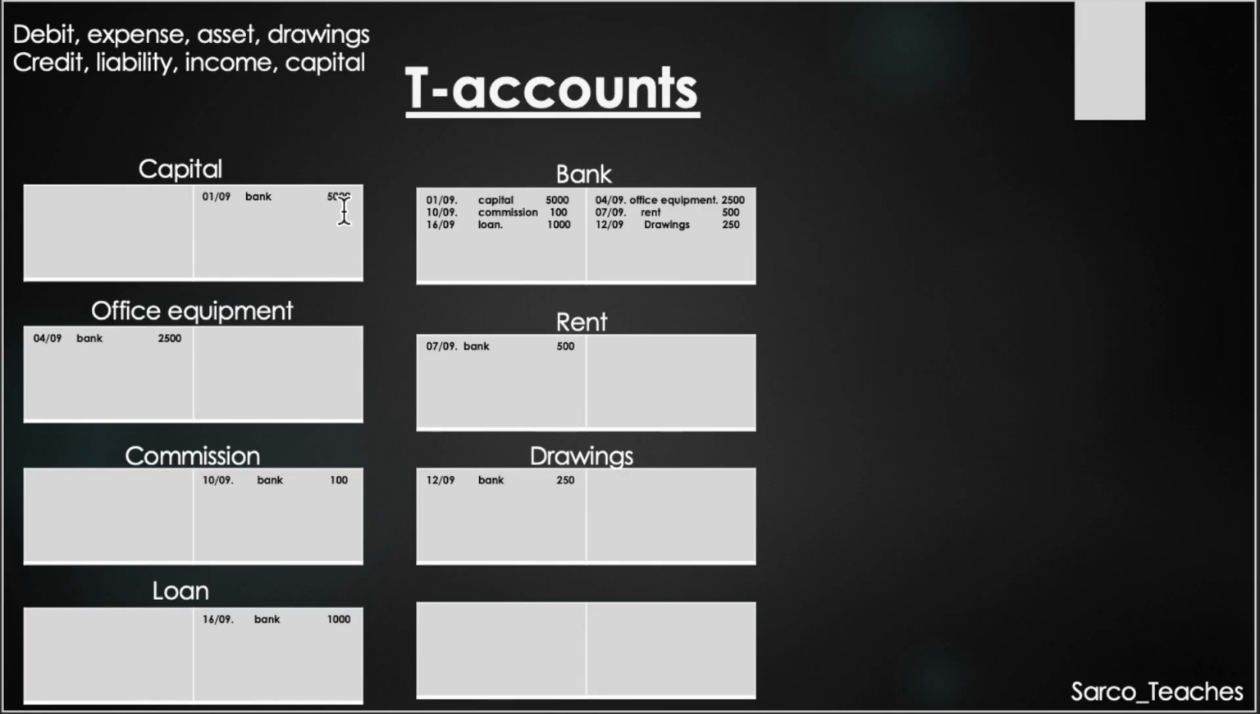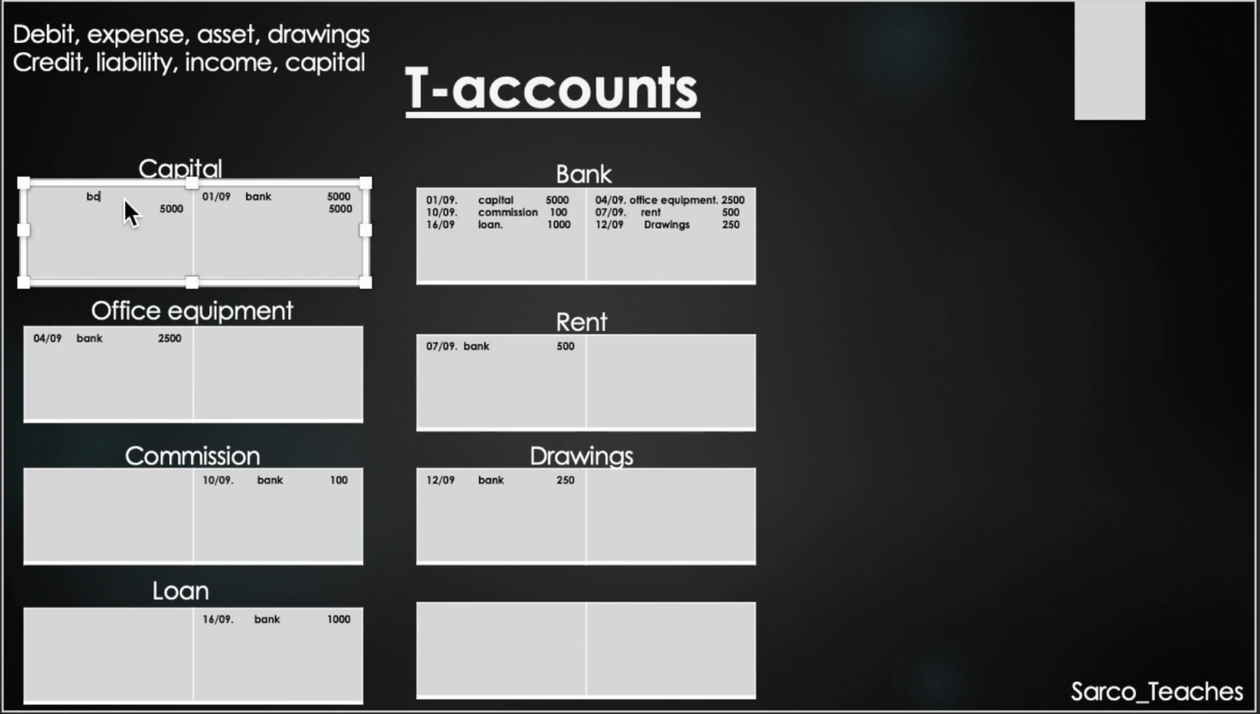So now we have all the amounts in. The only thing we have left is to total them up and balance them. By this I mean both sides have to equal the same amount.